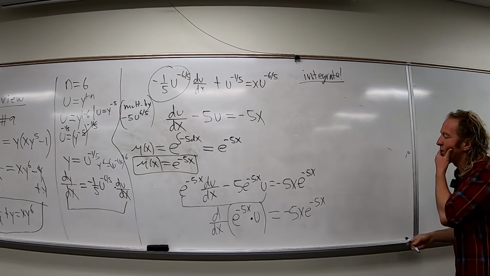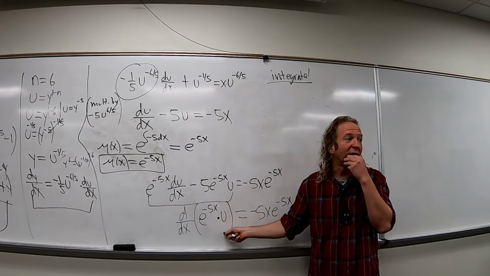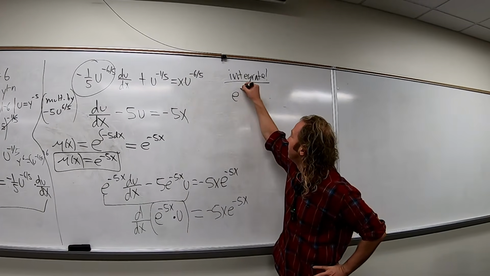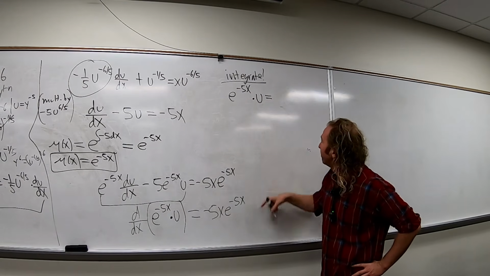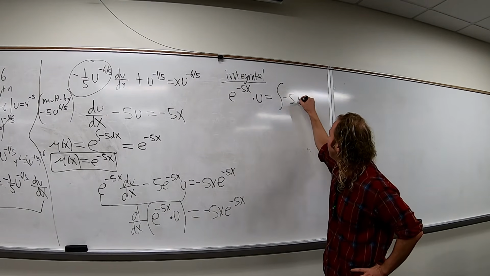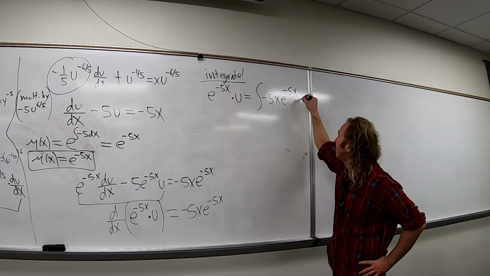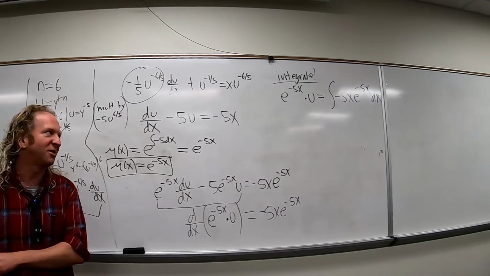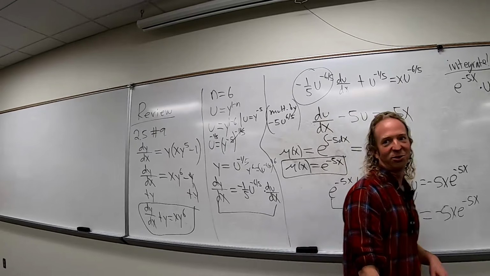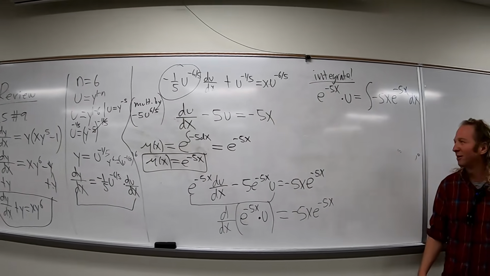So when you integrate the left-hand side, the d/dx goes away, right? So we get e to the negative 5x times u. And I'm just going to put the integral sign here, of negative 5x times e to the negative 5x. You can use parts or you can use tabular. Let's go with tabular because it's way faster.